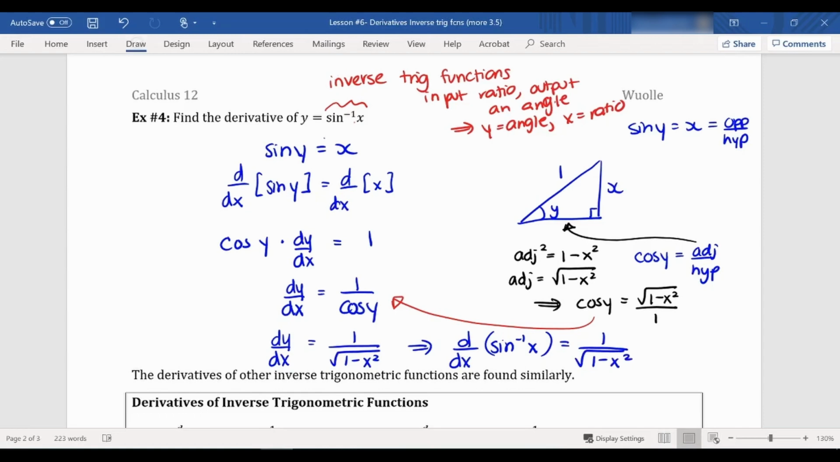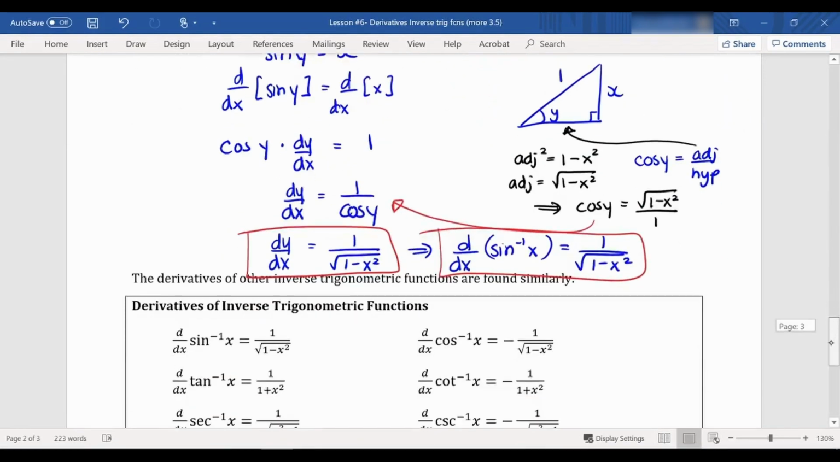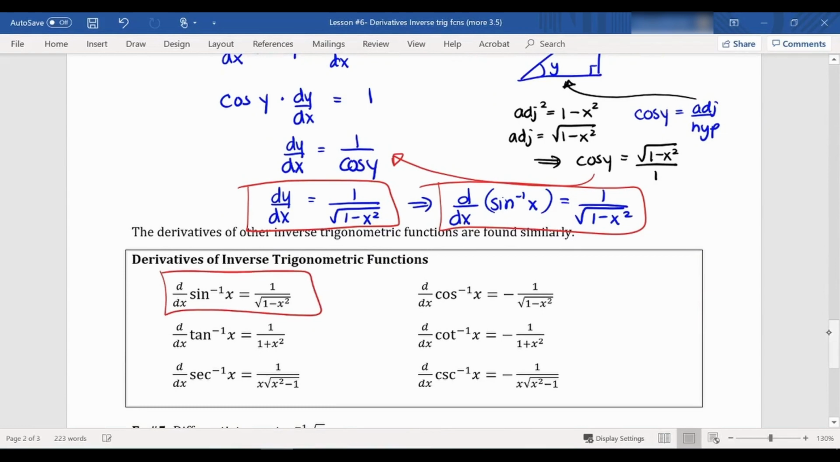So if you don't draw a picture and figure out that adjacent side, you get stuck right here. This is not the way you would write your answer. You would want to write it like this, okay? Or like this, which is in our chart below, right here. You can find all the other inverse trig function derivatives in the same way. Rearrange, label a triangle, find the derivatives using your regular trig functions, and then make sure that you resubstitute back in for y at the end.